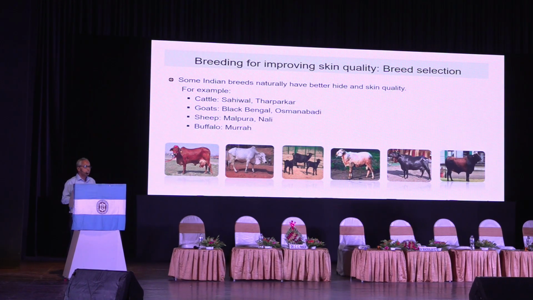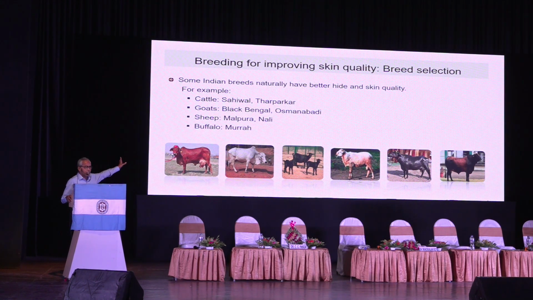In India, India is a heritable gold mine of domestic animal biodiversity. We are having 54 cattle breeds. We are having 46 sheep breeds. We are having 41 goat breeds. We are having 21 buffalo breeds. But out of these, some of the breeds, you see the photographs, are producing very good quality of skin, hide and ultimately the leather.